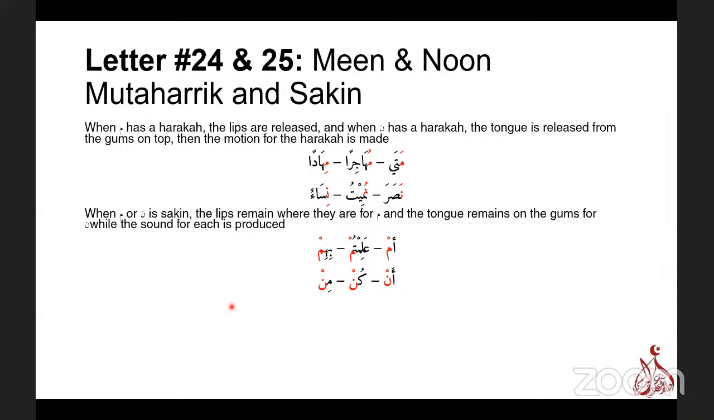An, kun, min. So an, kun, min. So at the top we had tum, him. Here we have an, kun, min. So one is the situation when meem has a haraka, the other one is when meem and noon are sakin. So that's basically what we're supposed to do for today.